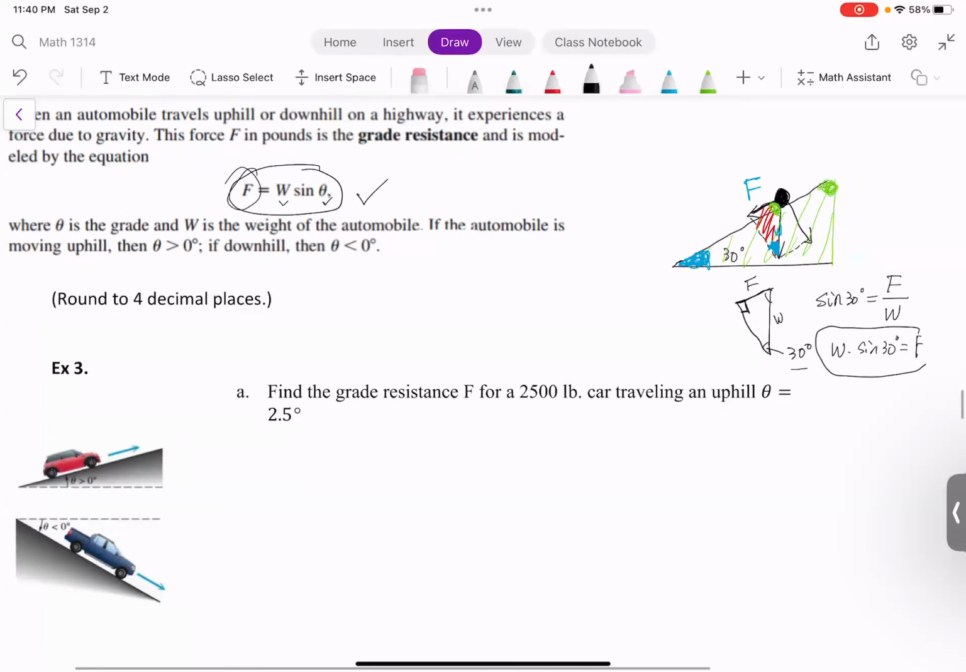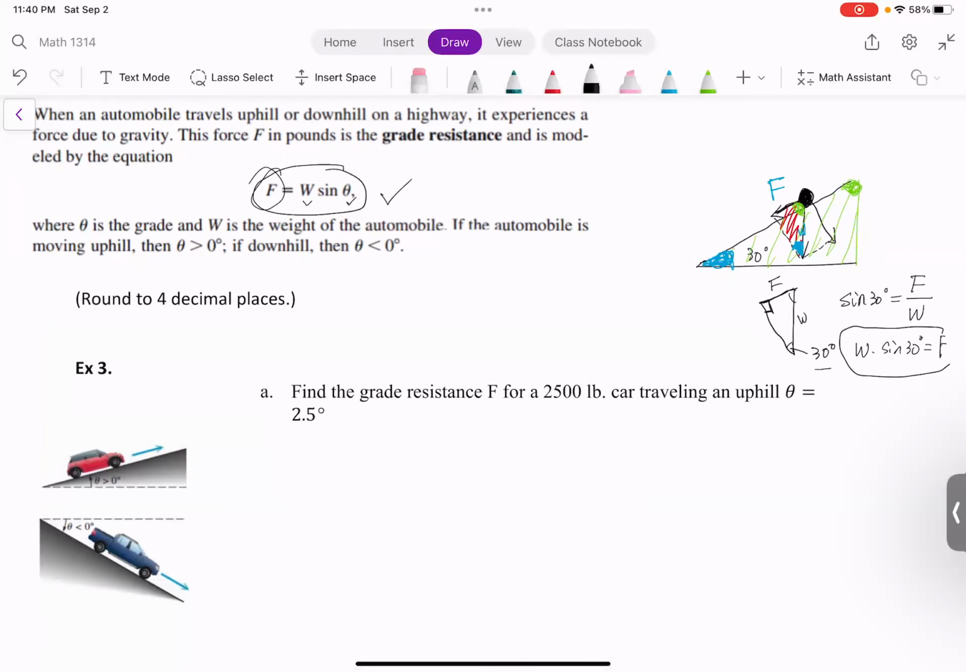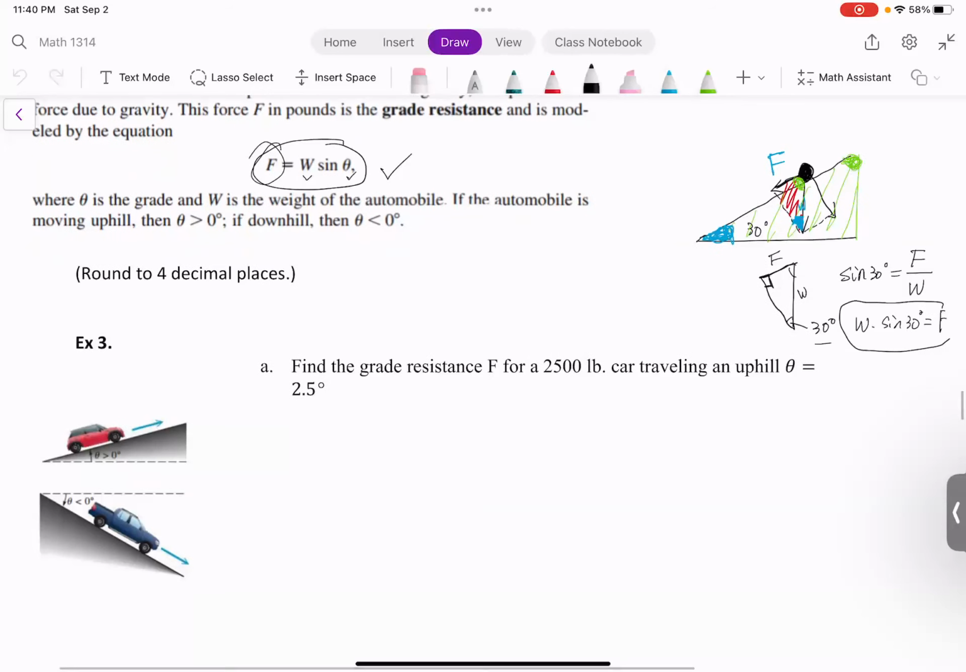I talk too much. I explained the physics part to you. Maybe you can skip this part, and in my in-person class, I may not talk too much about how to prove this formula and how to find the grade resistance. All right, let's use this formula to solve the question.